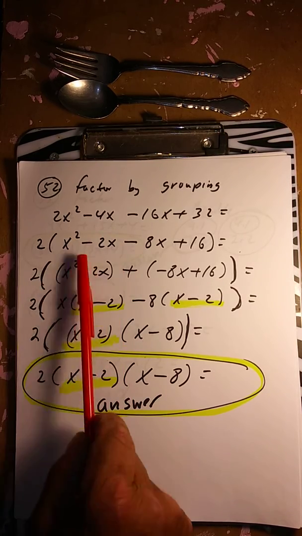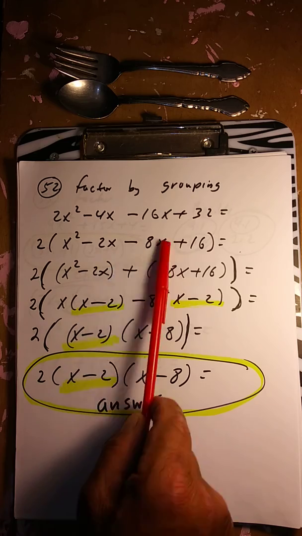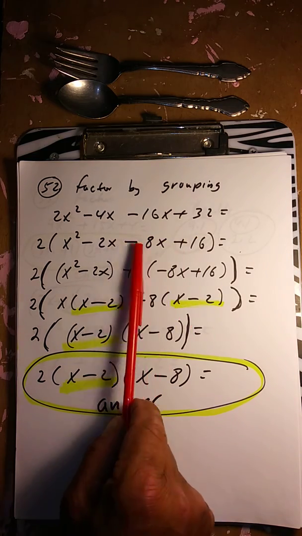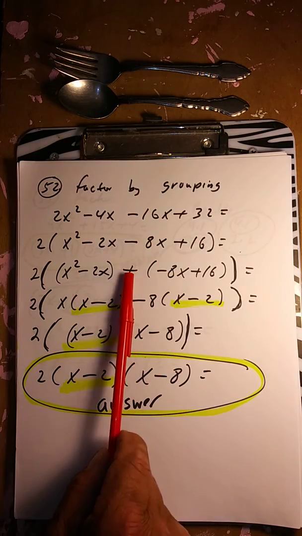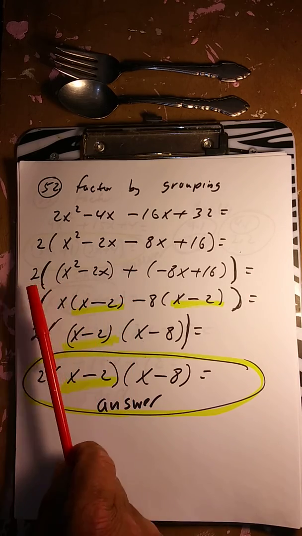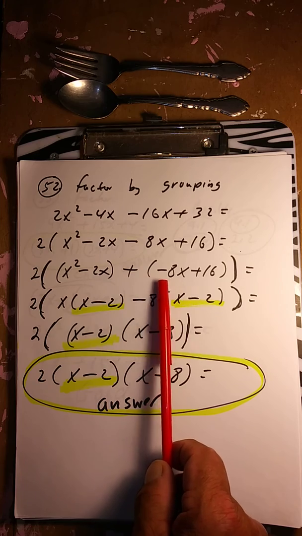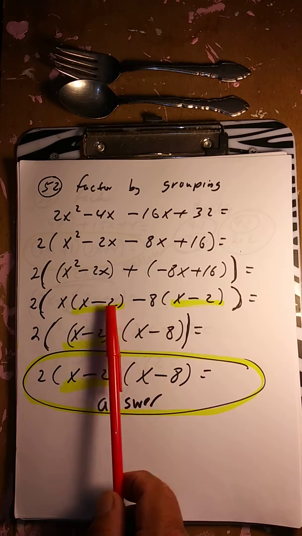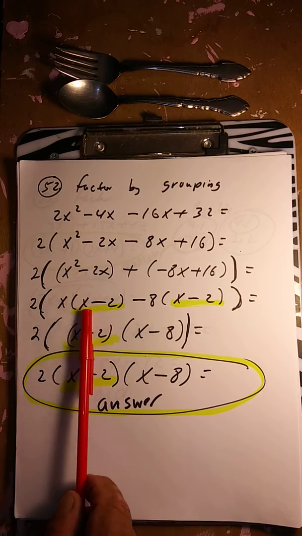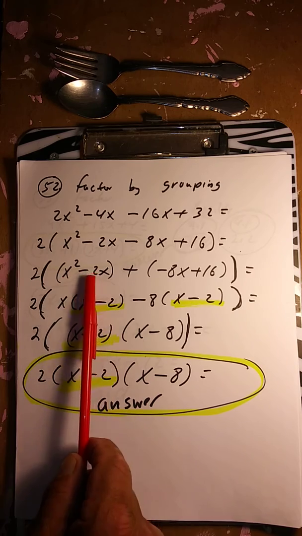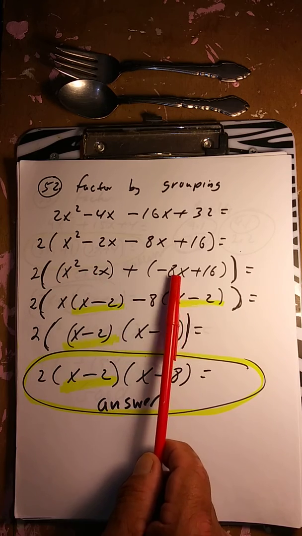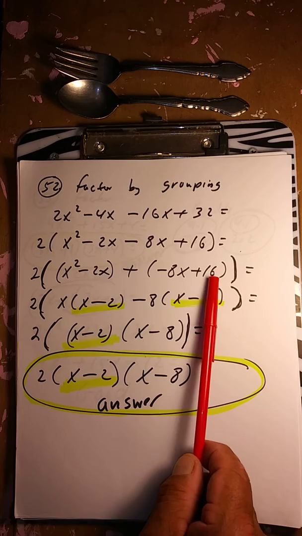The first ones plus the second one. So there's a negative sign right here, and the plus is right there, and the plus in the middle again. Now we have 2 parentheses, x squared minus 2x there, and 8x plus 16. So now take out an x from this. X times that is that one. Negative 8 times that is negative 8x, and negative times a negative is a positive.